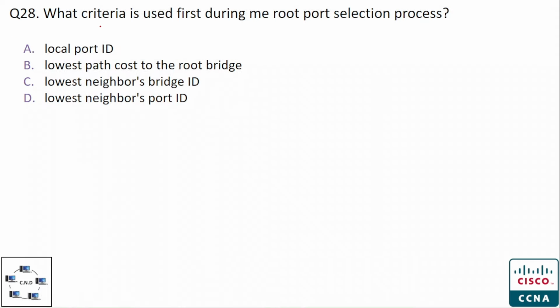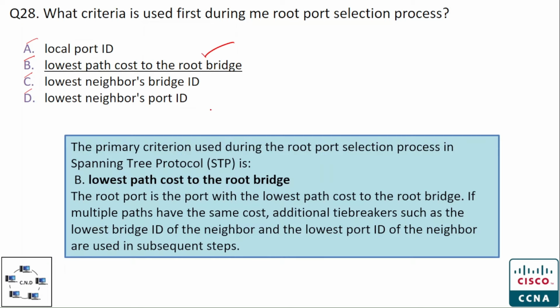Question number 28. What criteria is used first during root port selection process? The options are option A, local port ID, option B, lowest path cost to the root bridge, option C, lowest neighbor's bridge ID, and option D, lowest neighbor's port ID. And the correct option is option B, lowest path cost to the root bridge.